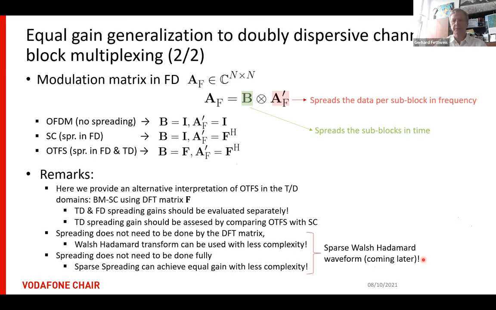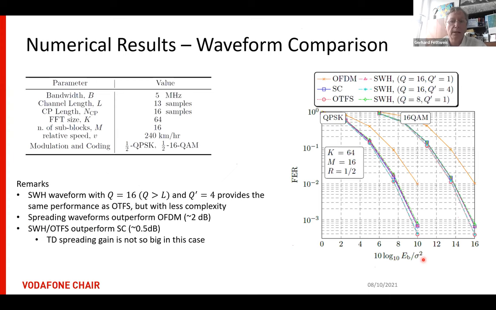However, if I were to use this kind of a waveform, I'm just adding and subtracting a couple of symbols in time and frequency. And so yes, it does also increase my A to D resolution on the receive side, but quite a few bits less than what I need for OTFS. So that's why you can achieve exactly the same performance with much reduced power consumption and complexity.